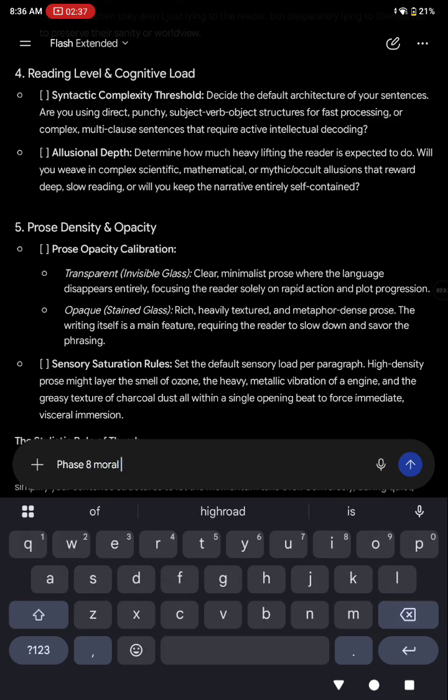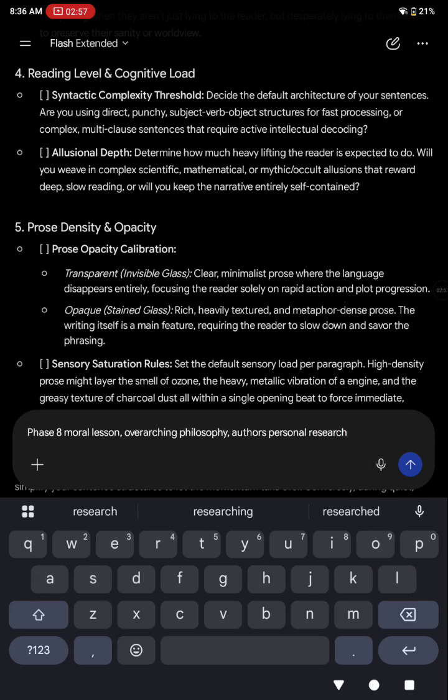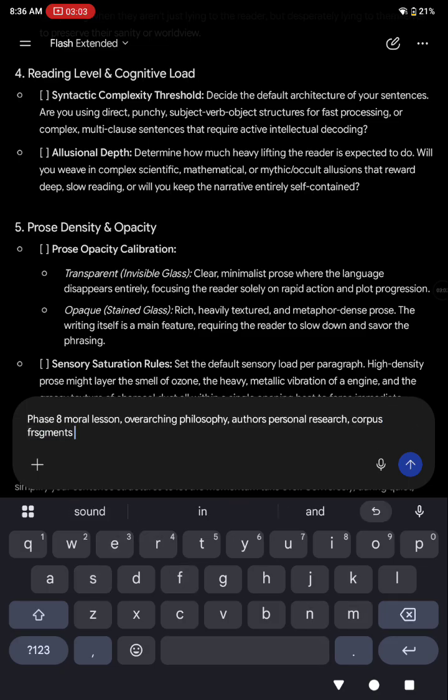Morals, the moral lesson, the overarching philosophy, the author's personal research, corpus, fragments, transformed into story elements. You just personalize it. Personalization.